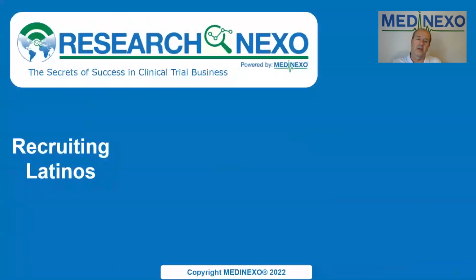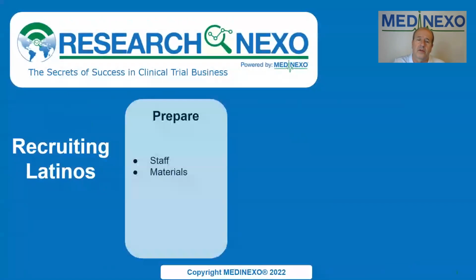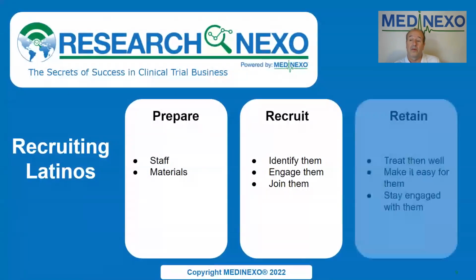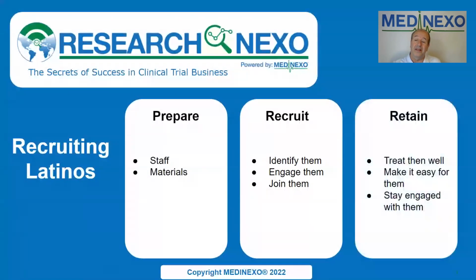So let's just summarize this by saying that recruiting Latinos takes 3 specific factors. In preparing, you have to prepare your staff and you have to prepare your materials. In recruiting, you have to identify the Latino population that you're targeting. You have to engage the Latino population that you're targeting, and you have to join them. You have to be part of them. You have to become part of their daily life so that they can participate properly. And to retain them, you have to treat them well, you have to make it easy for them, and you have to stay engaged with them.